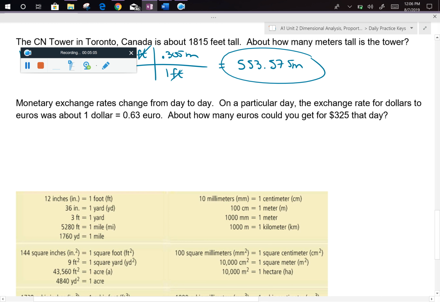So I want to end up with euros. I'm starting with dollars. So I have $325. I know that $1 is approximately equal to 0.63 euros. So the dollars cancel, and I can see that I can multiply and find out that this would give us 204.75 euros. Don't write a dollar sign there.